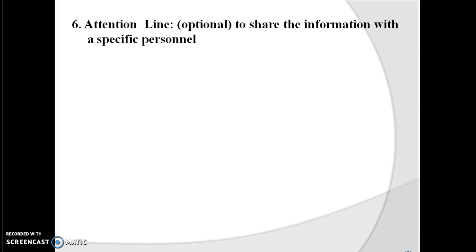Attention line is optional. It is written only when you want to share the information in that letter with a specific person in that particular organization. For example, you have made an inquiry and you know that Mr. XYZ is handling this matter, and you want to share the information with him specifically, then we need to add the attention line here. An attention line is simply written like this: Attention, Miss A.K. Patel. That means this information should be passed on to this particular person in that organization.